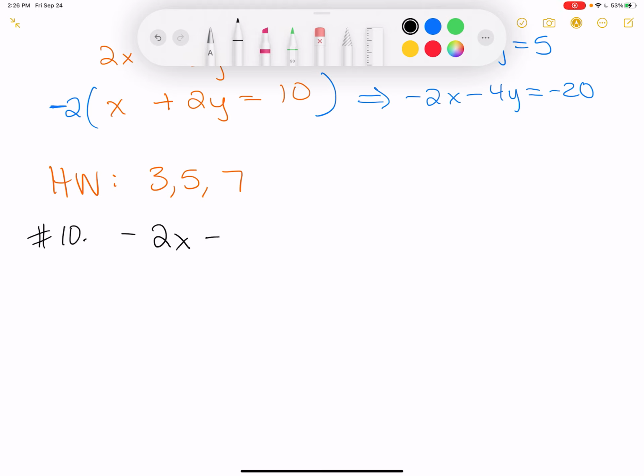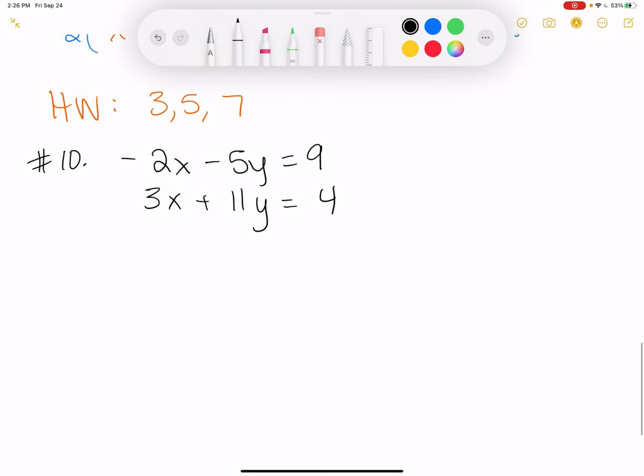Negative 2x minus 5y is equal to 9, and 3x plus 11y is equal to 4. Alright, so is there anything that I can multiply either of those by that gives me the value of the variable in the other one?